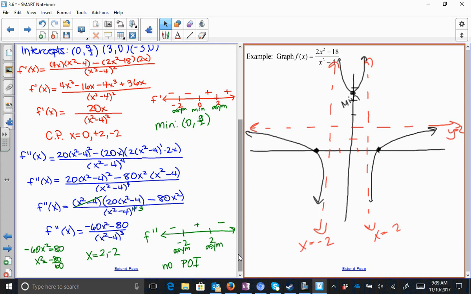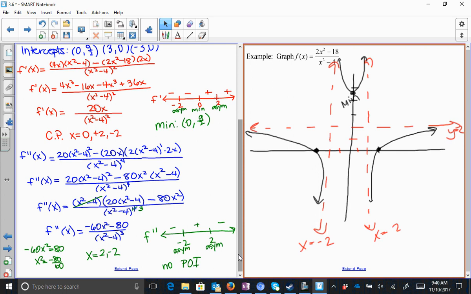I will tell you that if you have a quotient, like a rational function, as your original function, you're going to have some more intense algebra than the other ones. If it's polynomial, you won't have a lot of algebra. These require a little bit more algebra, so just be mentally prepared for that. You can do it, and you're going to tell yourself that you can do it, but it's just going to take a little bit more time and patience.